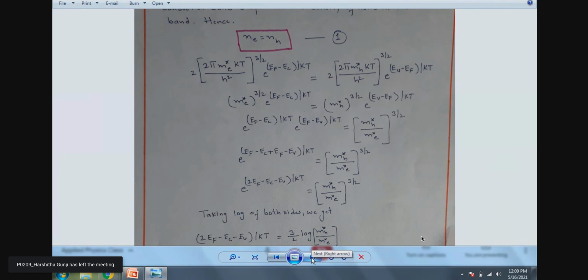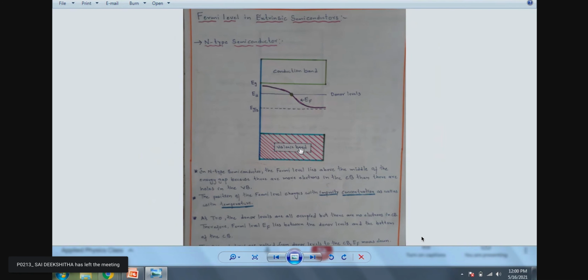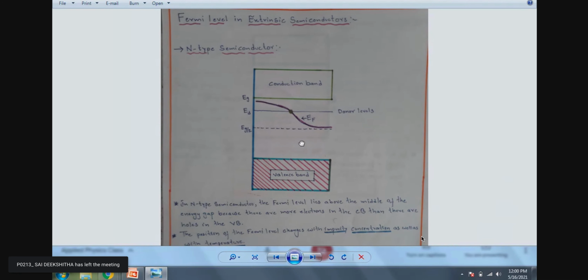So let me move to the first topic, how to find the position of the Fermi level in an extrinsic semiconductor, that is, an impurity semiconductor. First, all of you put the heading: Fermi level in extrinsic semiconductor. So let me explain that, right?